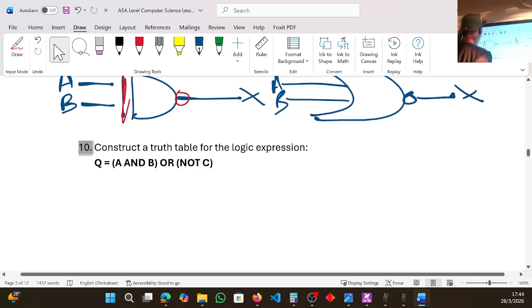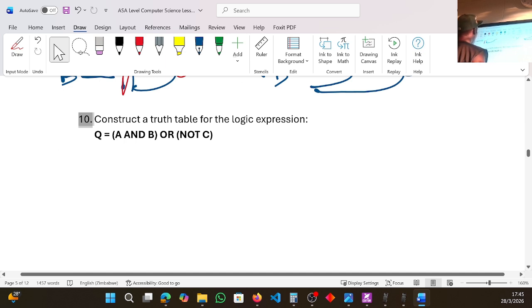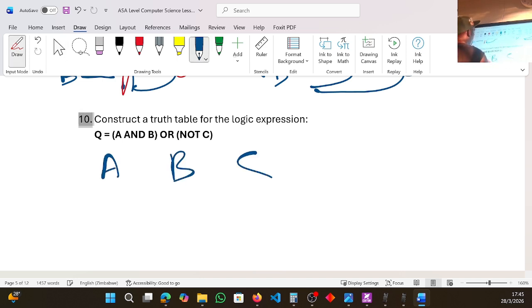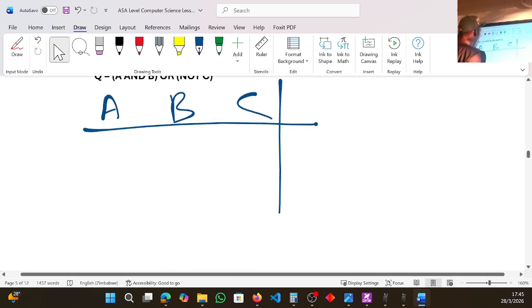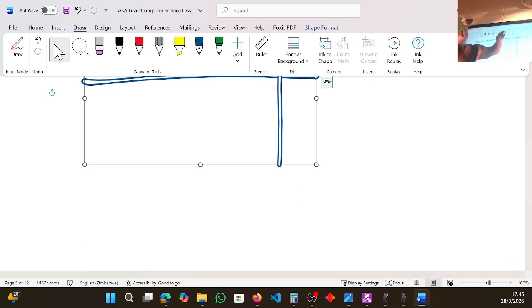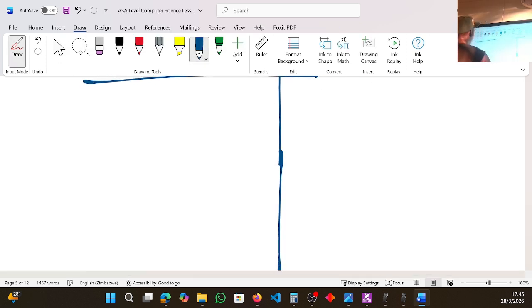Then lastly, number 10, we want to construct a truth table for the logic expression A and B. So it's going to be A, B, but there's C, because remember there's NOT C. So we can have it in this manner. Let's see if we can win in terms of space. Since there are three inputs, they will give us 2 to the power 3, which is 8 possible bit combinations. So it's 0, 1, 0, 1, 0, 1, 0, 1.